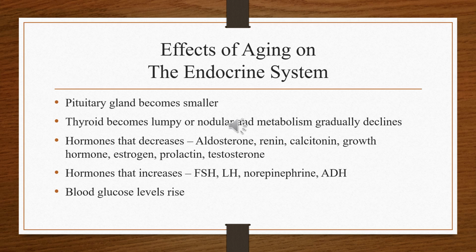Norepinephrine increases, and that is something that helps you cope with stress, so maybe you're having difficulty coping with stress as well. Estrogen decreases, which may be an effect of irregular cycles. Luteinizing hormone increases, which is something that helps with ovulation, so they'll have symptoms with that. Their blood glucose levels begin to rise as well.